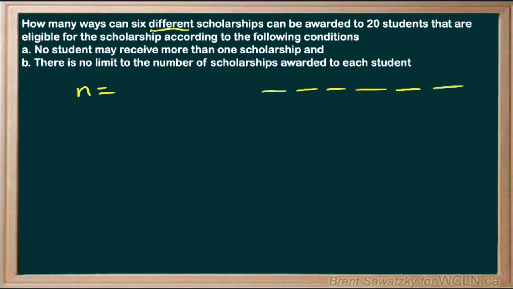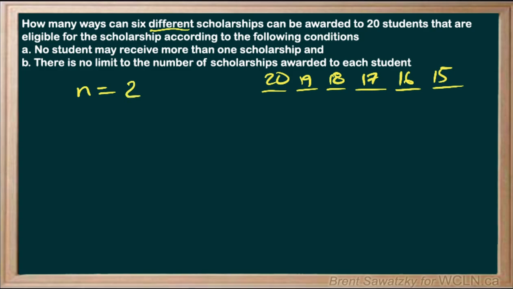So what we could do is use the fundamental counting principle. As per normal, we could say we have 20 to choose from for that first scholarship, and 19 and 18 and 17 and 16 and 15, and that's all good. If we use the permutation formula, since there's no repeats, in other words, for part A, I see that the student may receive no more than 1 scholarship. So in that case, there's no repeats, so we could use our permutation formula.